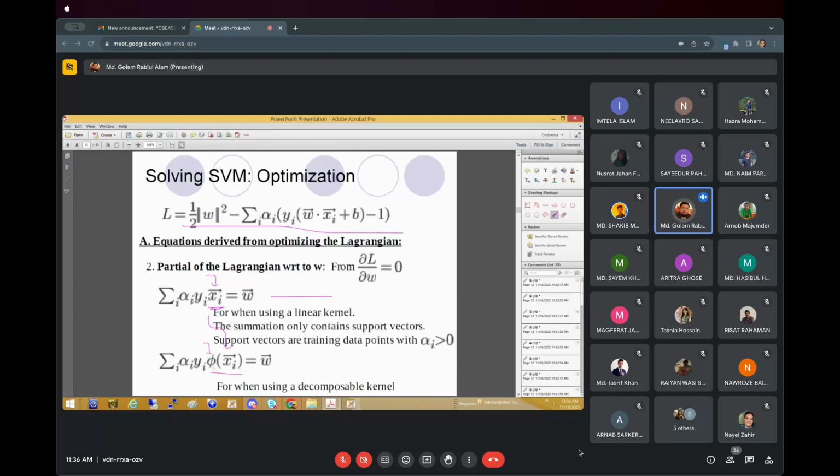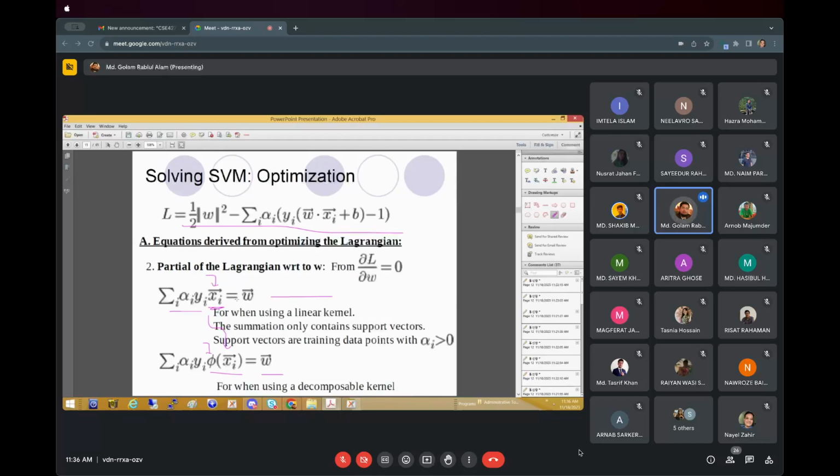Sometimes we also call it the kernel function. And we need to apply the kernel function. Then this equation will be the same, okay? The equation will be the same. So that means instead of xi, we have to just apply the kernel function to transform this xi to a new place, or we can say a new feature space.